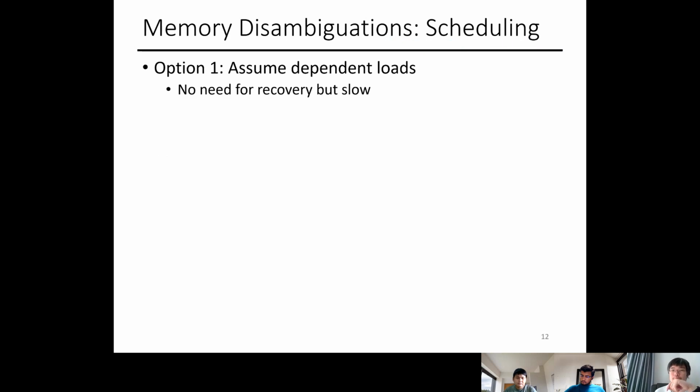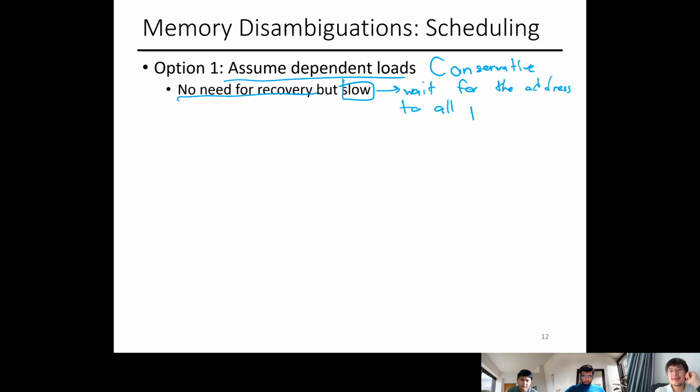To schedule the load and store, there are also multiple options. The conservative option, as we said, right? Conservative. Assume the loads are dependent, which means that anything unknown in the store queue, those are stores to the address. You don't need to recover because you are guaranteed that you're going to be correct, but it's going to be slow because you have to wait for the address of all previous stores, right?